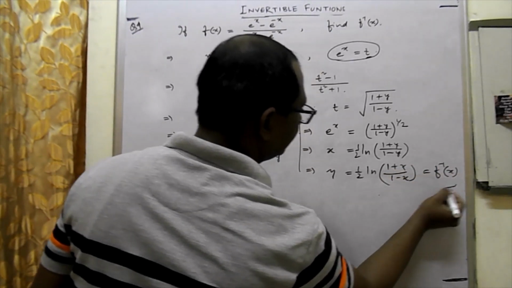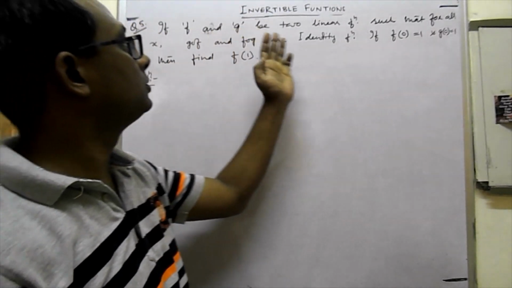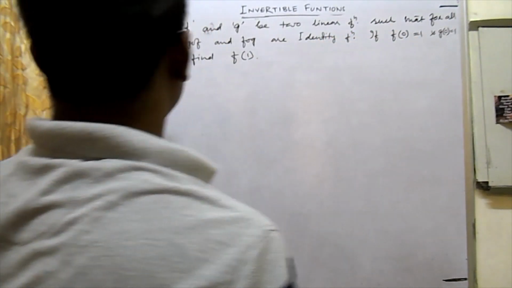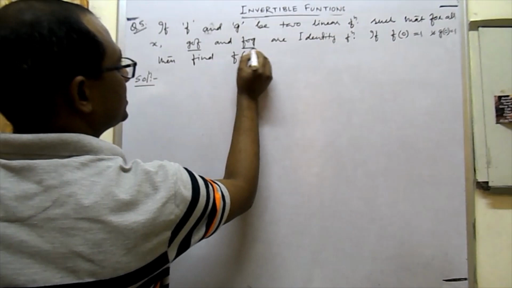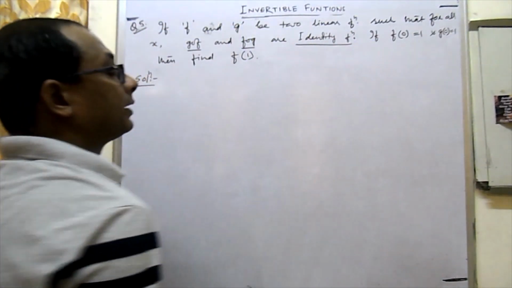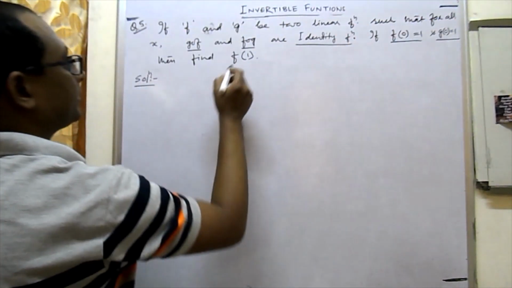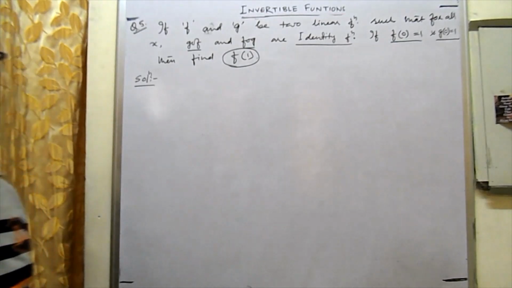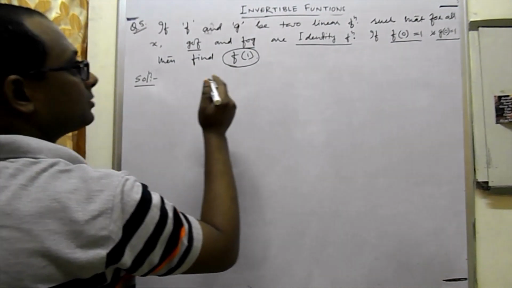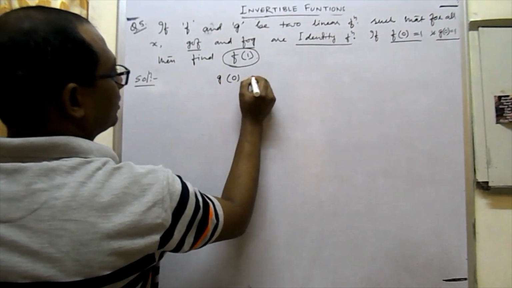of x. The question says: if f and z are two linear functions such that for all x, z of f and f of z are identity functions, and if f(0) is equal to 1 and z(0) is also equal to 1, we have to find out the value of f(1). This question can be done in many ways. The easiest way would be this: z(0) is given to be equal to 1.